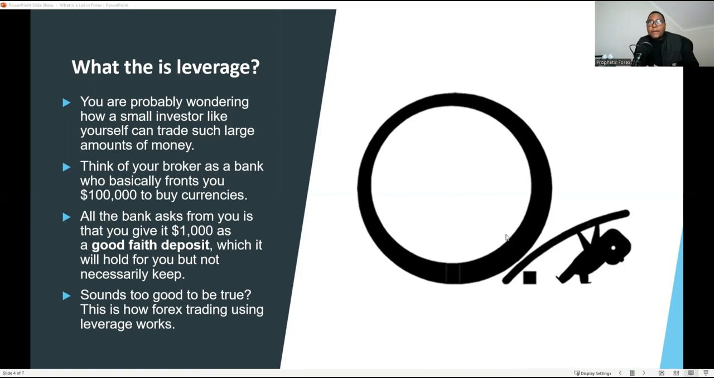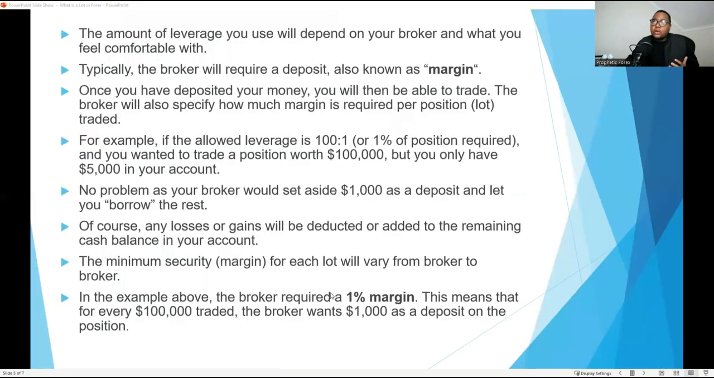And of course, all the bank asks from you is that you give them $1,000 as a good faith deposit, which it will hold but not necessarily keep. Sounds too good to be true? Well, that's what we call forex leverage. And how does it work? That 1,000 that you pay is what we call margin. Once you've deposited your money, you'll be able to trade.